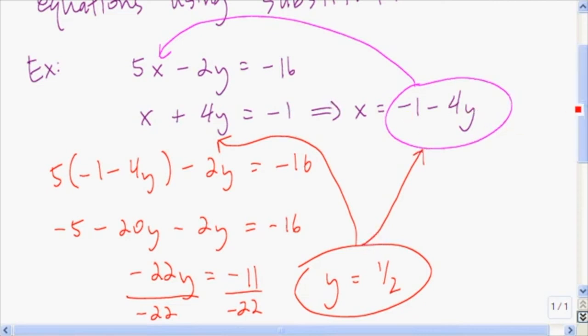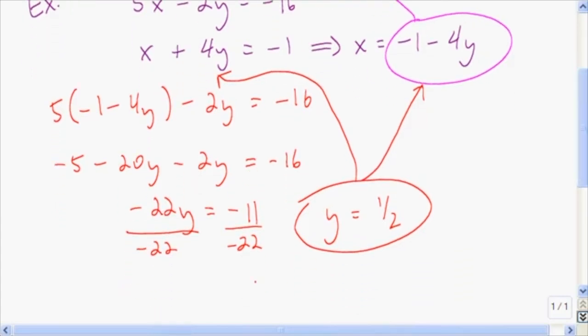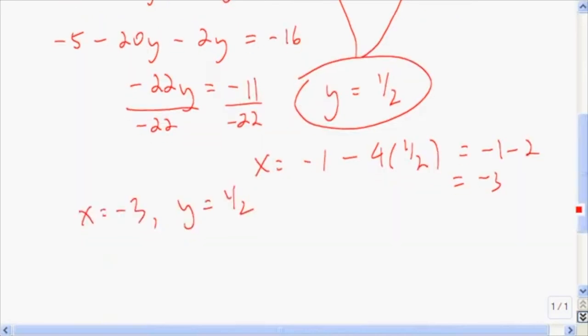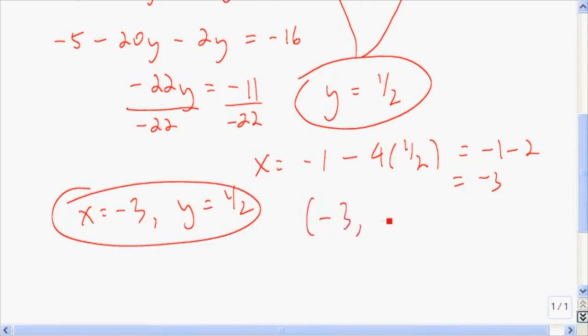So x is -1 minus 4y, so -1 minus 4 times 1/2, so it's -1 minus 2, or -3. All right, so the solution to that linear system, we can write it as x equals -3, y equals 1/2, or we can write it as the ordered pair (-3, 1/2).